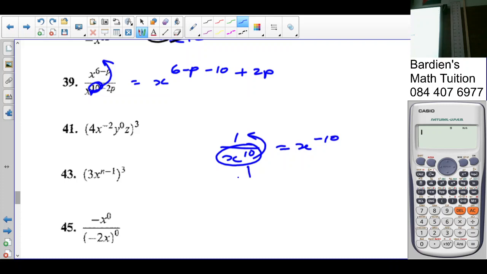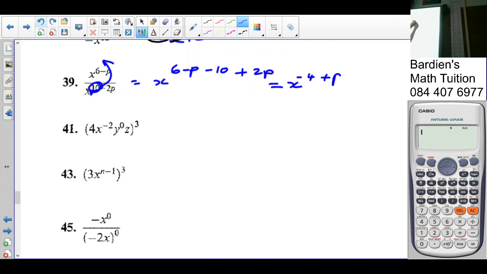If it's negative as a denominator, it will be positive as a numerator, hence that thing. Does it make sense? Right. So what do you do now? Add like that. What's 6 minus 10? Negative 4. What's minus p plus 2p? Okay, any problems there?